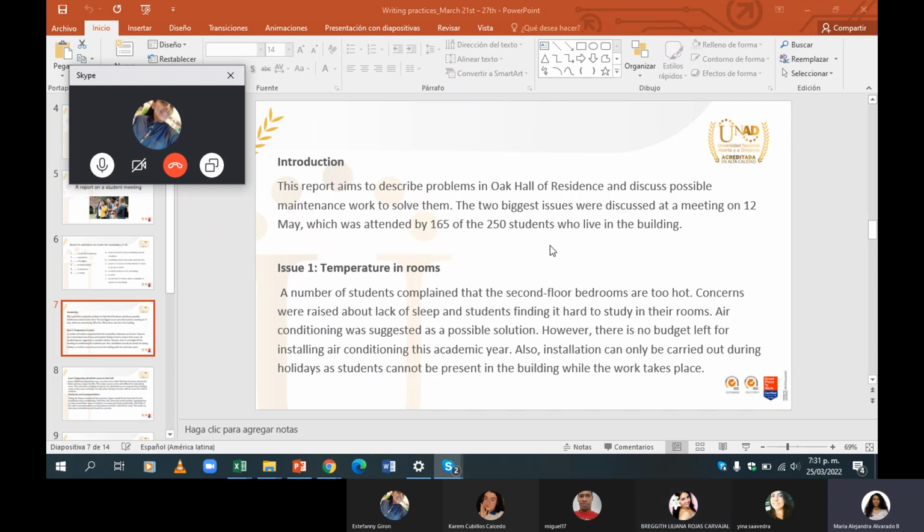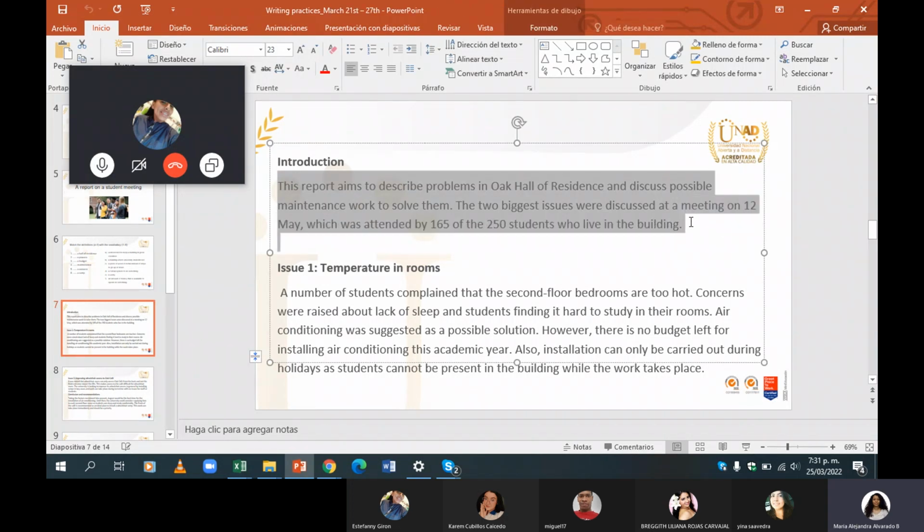Okay. Was that clear for you guys? Is everything clear for you? Do you have any questions? Okay, let me ask you something. In this paragraph, can you see a sentence in passive voice? Yes. What is the sentence?